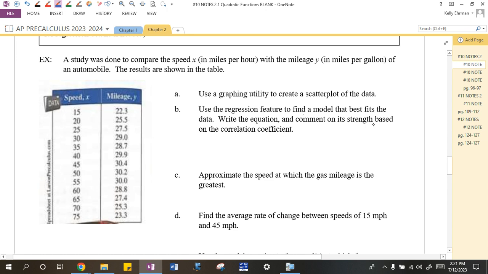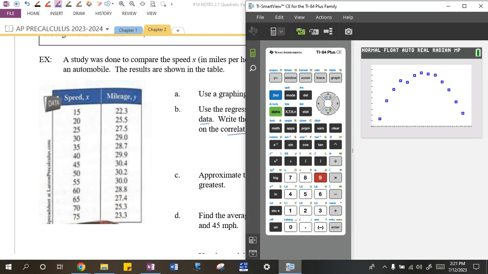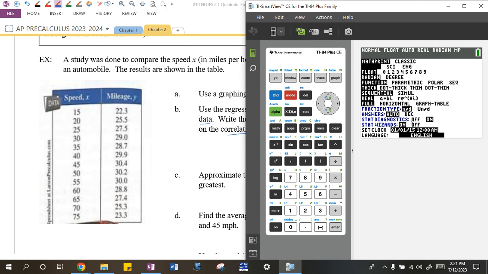So use the regression feature to find a model that best fits the data. Write the equation, and comment on its strength based on the correlation coefficient. That means you need to have R pop up on your screen. So if your calculator has been reset, remember to go to mode. Check stat diagnostics, it needs to be on.